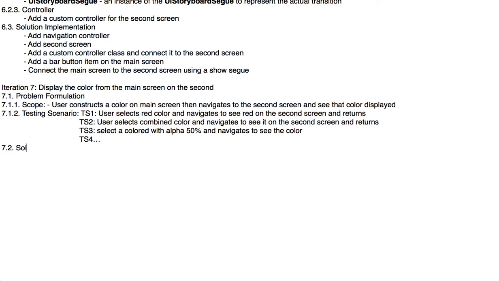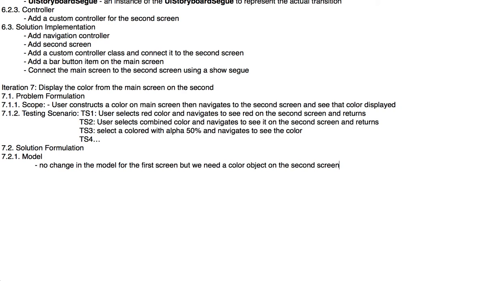Then we move to the solution formulation. So in the solution formulation, we talk about the model. And the model represents the data. So no change in the model for the first screen. Actually, in the model, we need to add, I'll leave it at that. No change in the model in the first screen, but we need a color object on the second screen, right? Because on the first screen, I already have a color, I already have all the data, but when I go to the second screen, I don't have anything. So I need at least to have a color object there that I can then use to display.